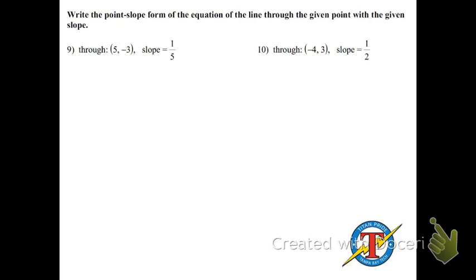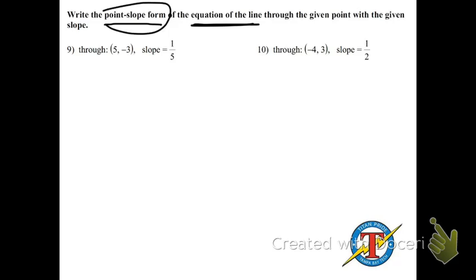Okay. This says to write it in point-slope form. Write the equation of a line, okay? You're going to be writing equations of lines all year. So I need you to memorize right now. In order to write the equation of a line, you need to know two things. Point and slope, point and slope, point, slope, point, slope.